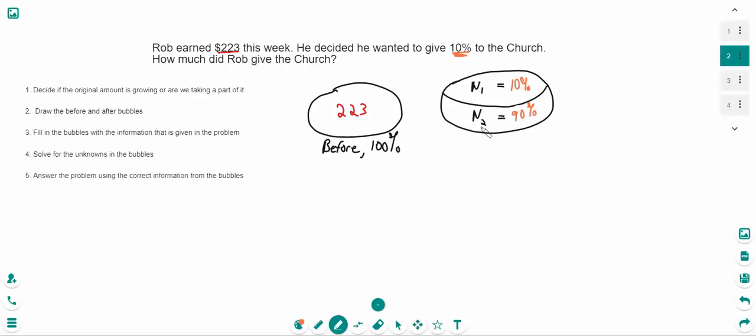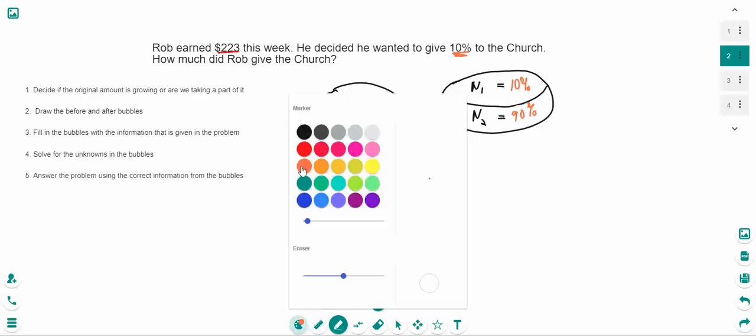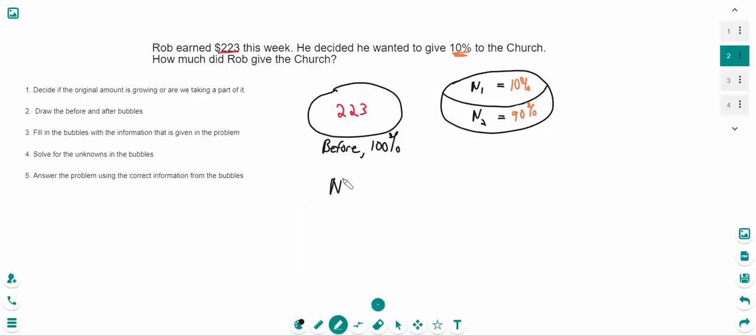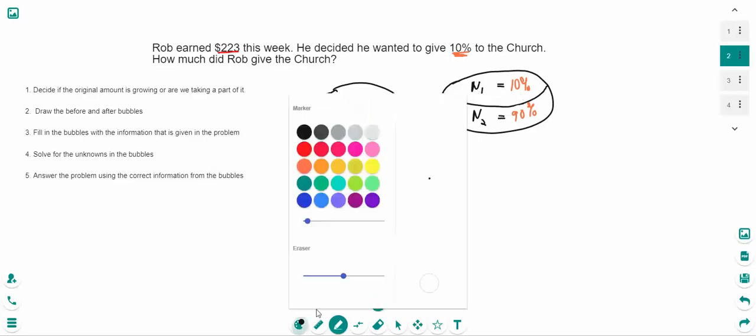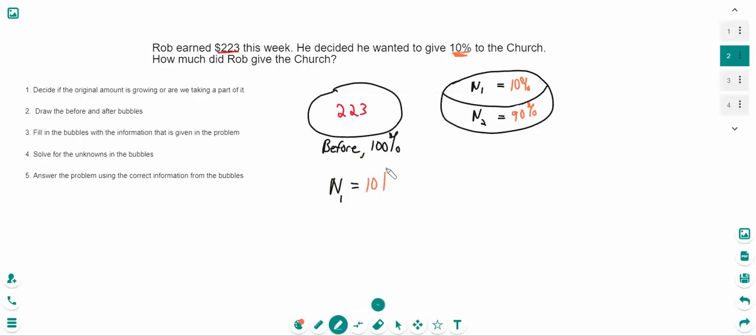Now, to figure out number 1 and number 2, we need to actually set up some equations. So we know that number 1 is equal to, because that's what it says here, number 1 is equal to the 10%. And then remember, I could have actually written this in here. There's an "of" right here. So number 1 is equal to 10% of, meaning multiply, 223. Right? Following me here? So that is our equation.